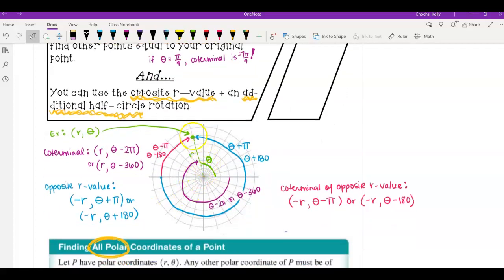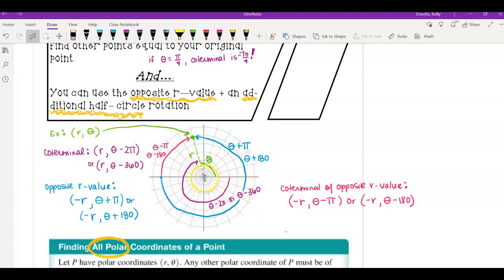If I started with any random point, that would be some r value with some theta. So that's this green dot right here. Then I could write my coterminal as being from that same r value, but around the other way. So from 2 pi backwards. So that would be theta minus 2 pi or theta minus 360.